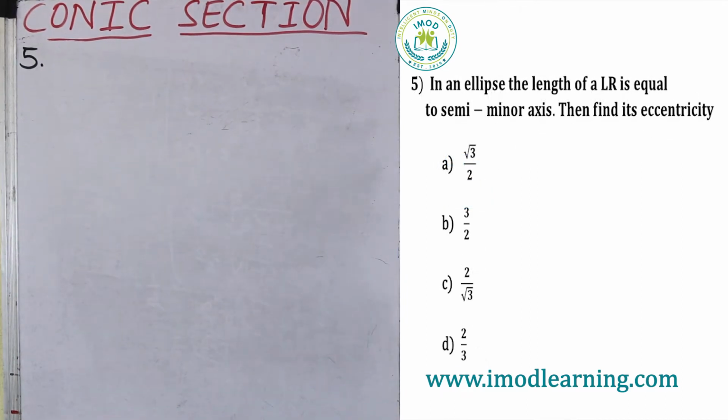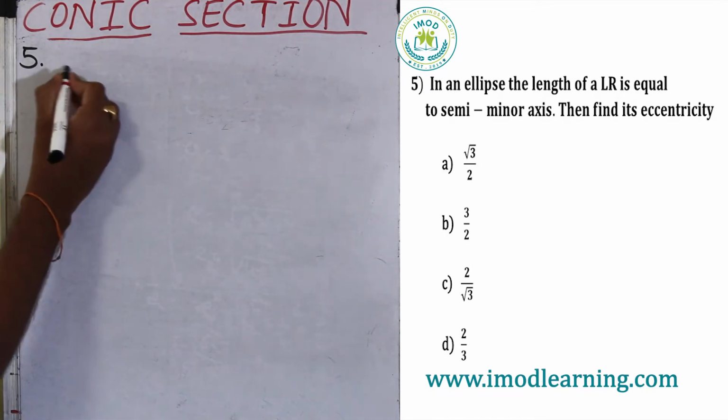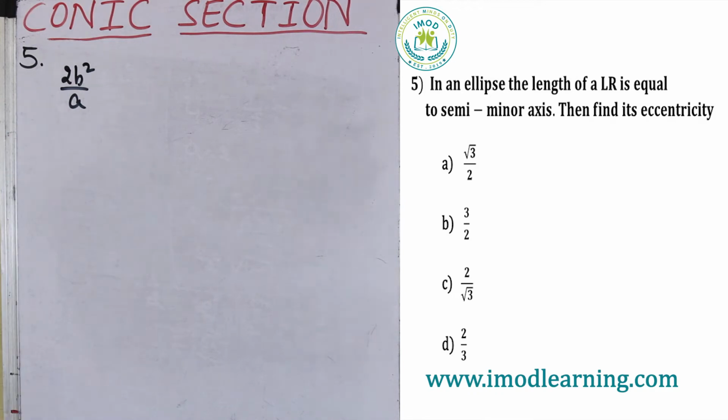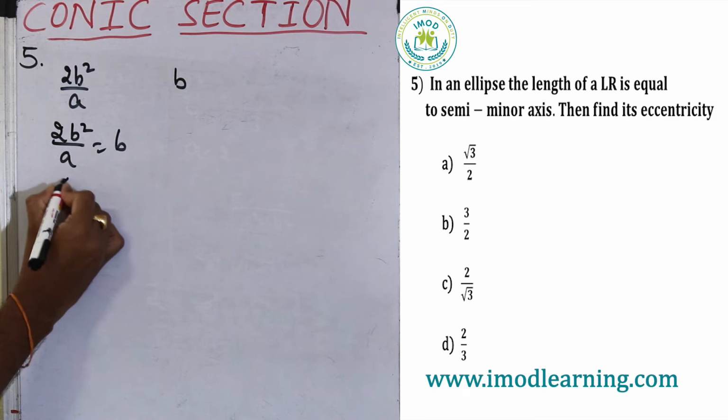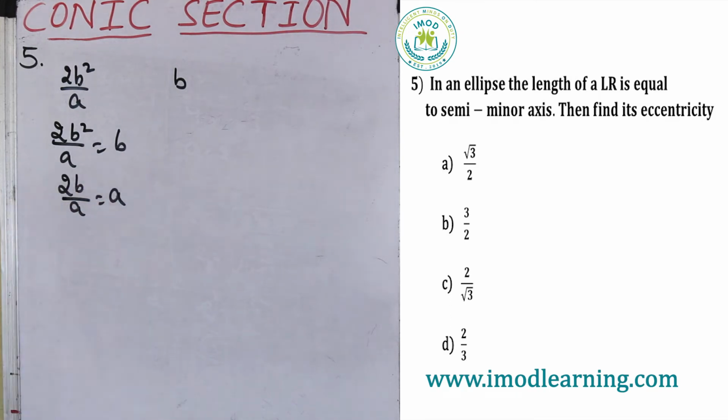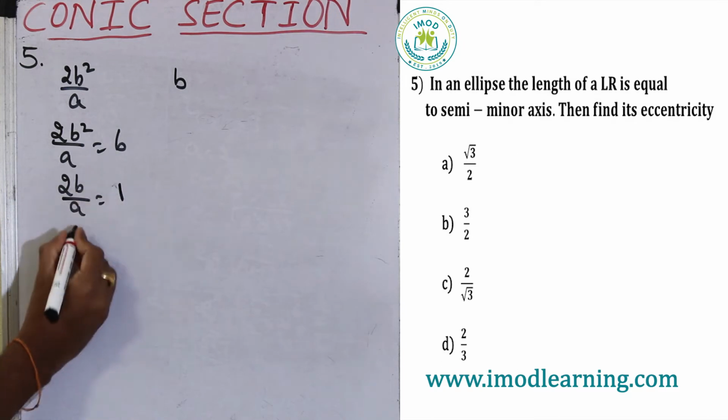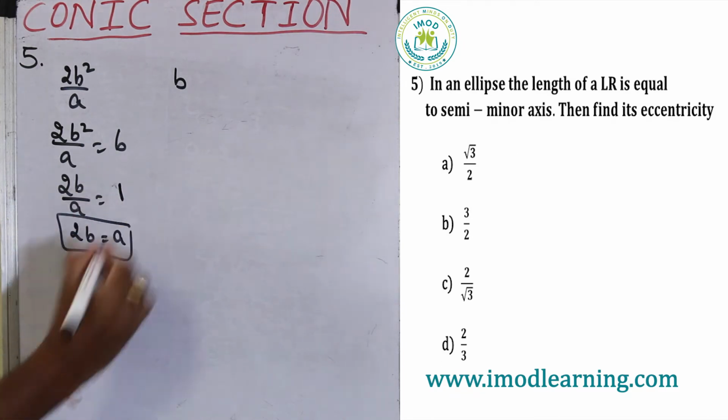Question number 5. In an ellipse, the length of the latus rectum is equal to the semi-minor axis, then find its eccentricity. Length of the latus rectum of an ellipse is 2b square by a. The semi-minor axis is b. So 2b square by a is equal to b, or in other words 2b by a is equal to 1, or 2b is equal to a.